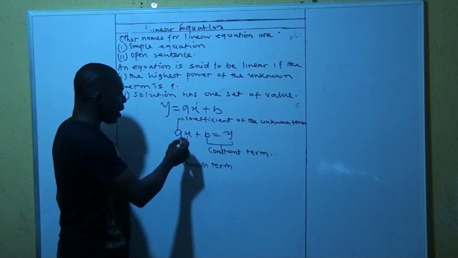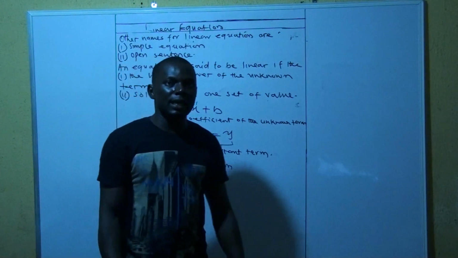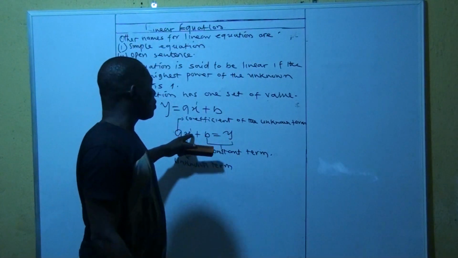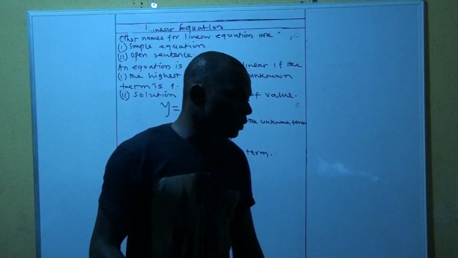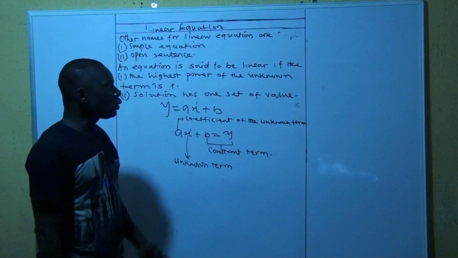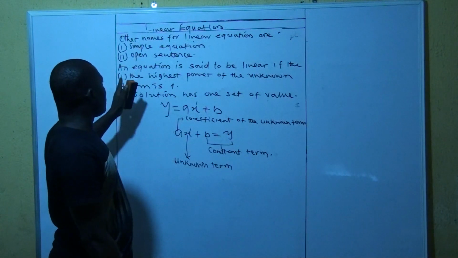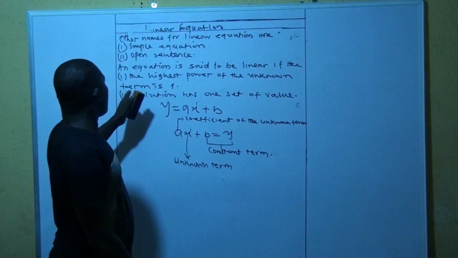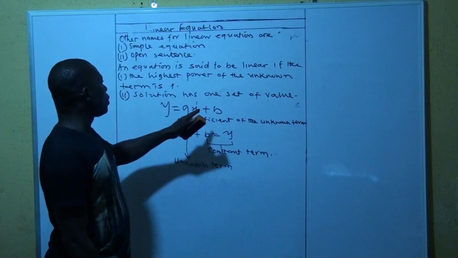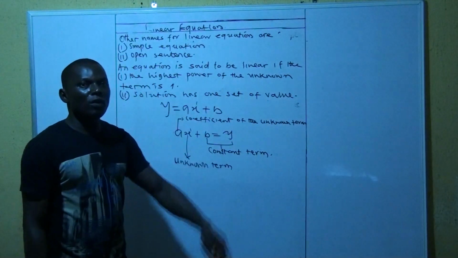If you look at it, the highest power of the unknown here is 1. So the moment the highest power of an unknown in an equation is 1, such an equation is referred to as a linear equation. So I've given you a definition. An equation is said to be linear if, 1, the highest power of the unknown term is 1, and 2, the solution has one set of values.